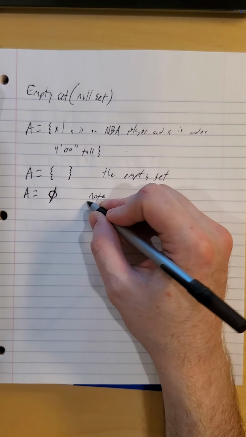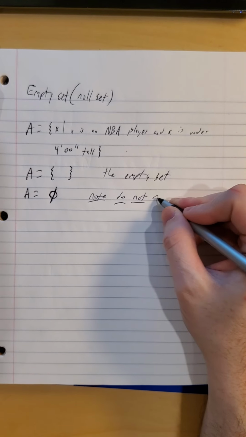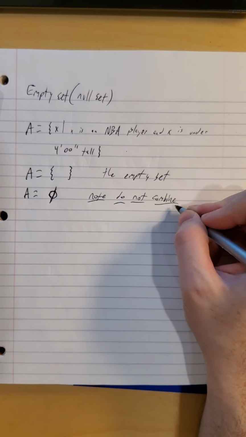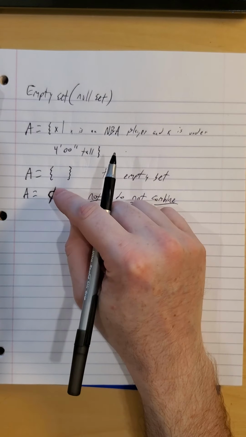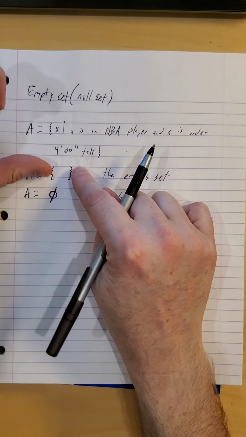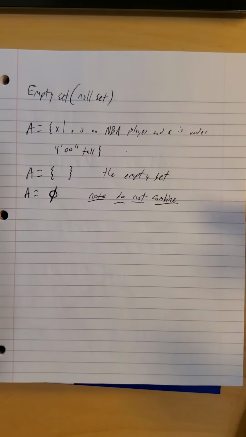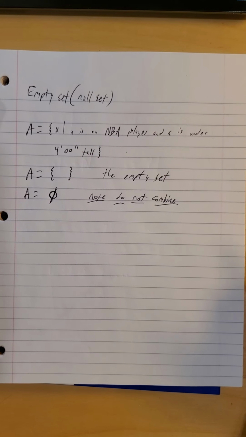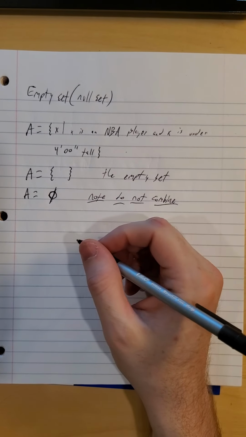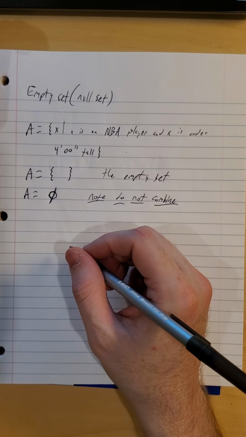Note here, do not combine these. One inside the other does not mean the same thing anymore. This is a set with 0 elements. This is a set with 0 elements. If you drop one into the other, it's basically having one empty box inside of another empty box. Well, one of those boxes is now no longer empty. One has something in it. So do not combine them.